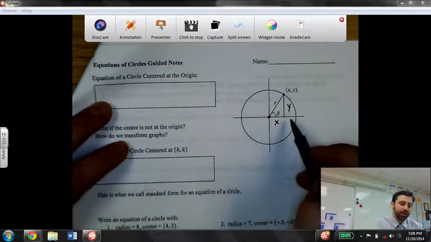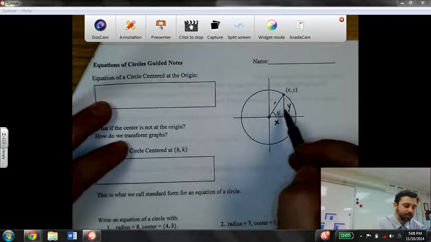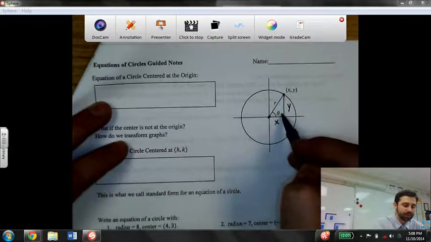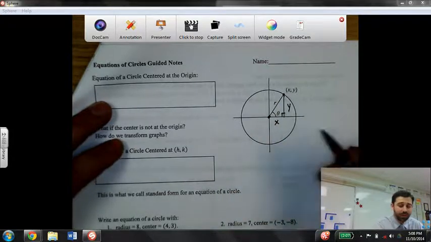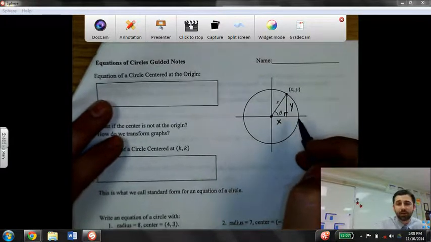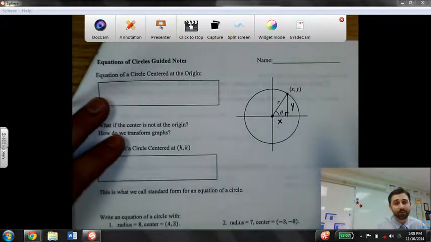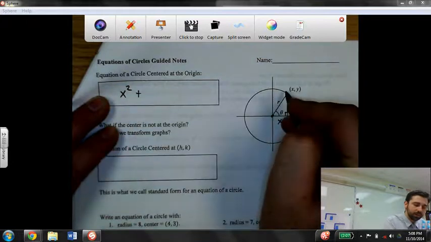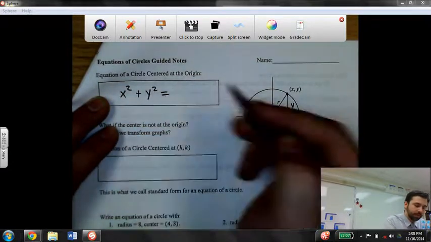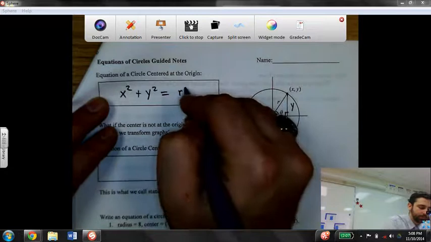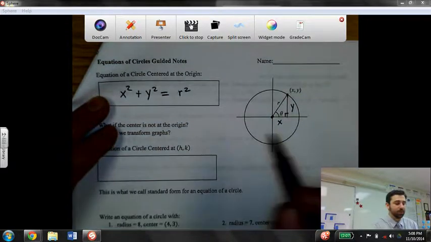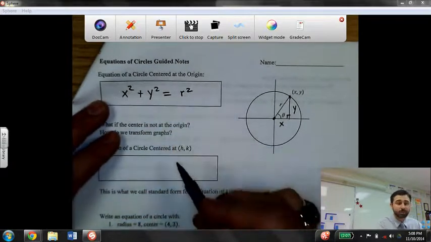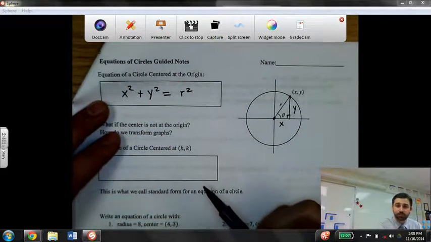Also notice here, when I drop a side from this point to the x-axis, it forms a 90-degree angle. So I can develop the equation of a circle using the Pythagorean theorem. So what I would say is x squared plus y squared equals r squared, which is my hypotenuse here. So notice x squared plus y squared equals the radius squared is the equation of my circle.